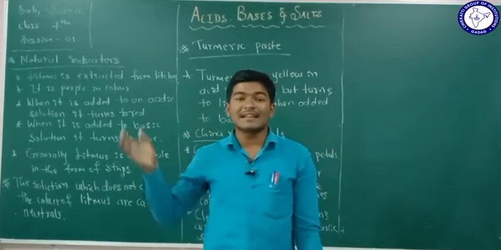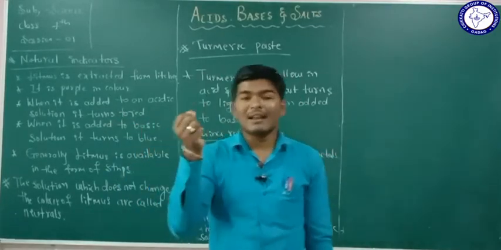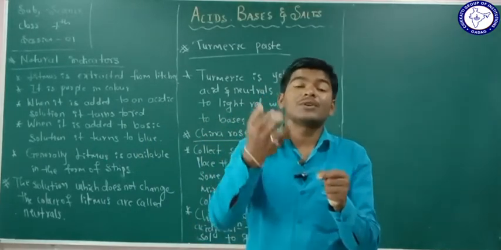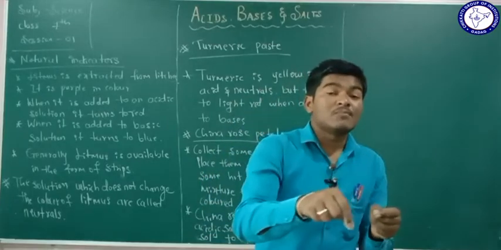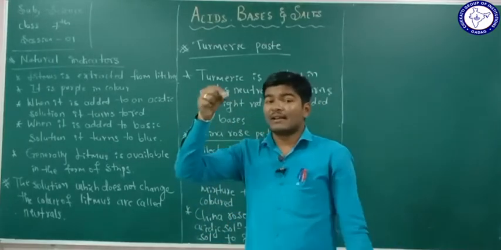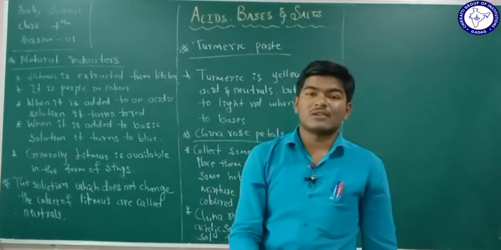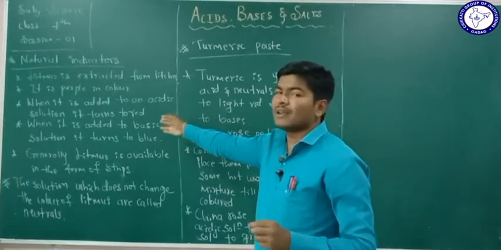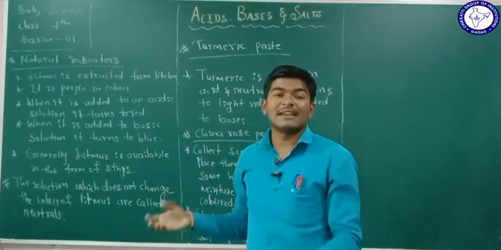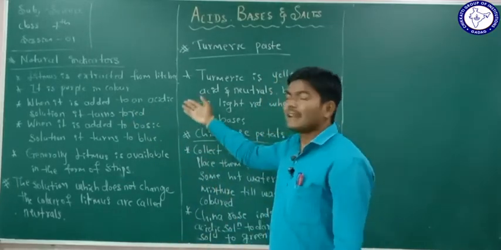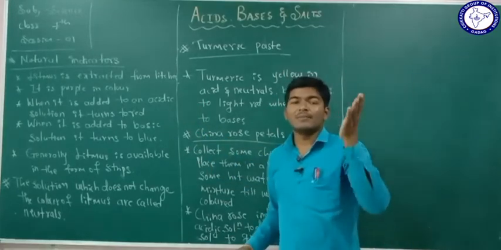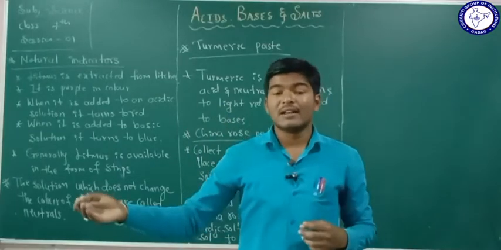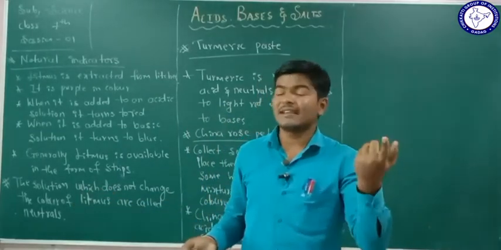What is the characteristic of the blue litmus paper here? When we put the acid solution or acidic drops on the blue litmus paper, or we put the blue litmus paper into an acidic solution, it changes its color to red. Why? Because it shows the given solution is an acid. So it confirms that when the blue litmus paper changes its color from blue to red, that solution is acidic in nature.